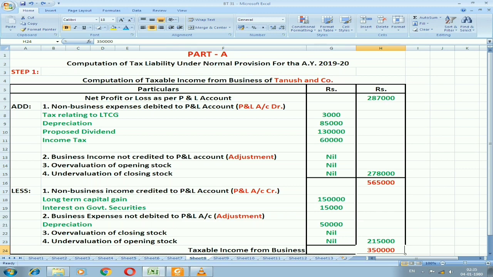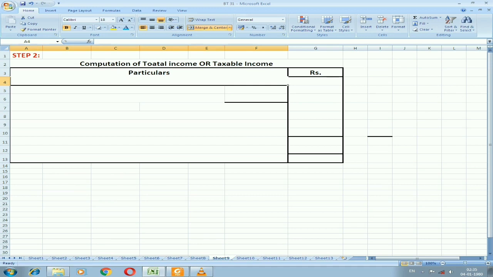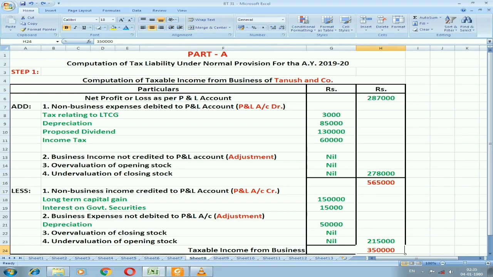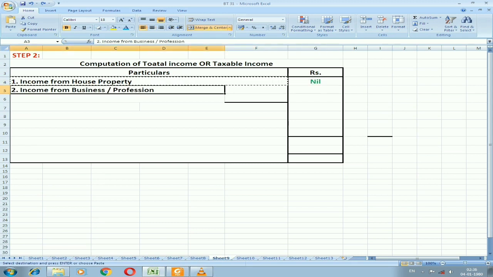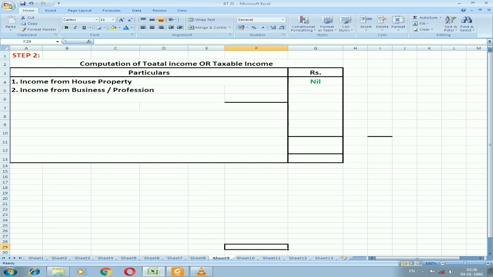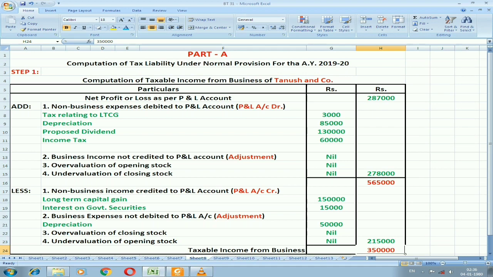Let us start with the second step, that is calculation of total income or taxable income. For this, you need to check the income from the first step, what you have taken under non-business income. On that, you will get each and every piece of information to solve here. So first, income from house property. Let us check the non-business income credited to profit and loss account. On that we only have two, and we don't have house property income. Then income from business, we got the first step answer, the taxable income from business, amount of rupees 3,50,000, that we are supposed to take.